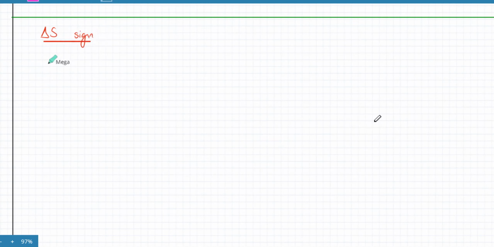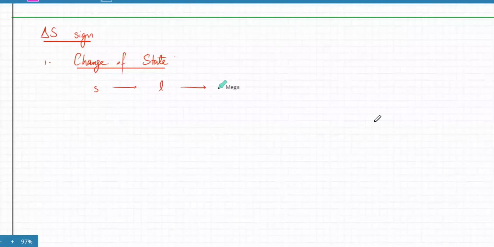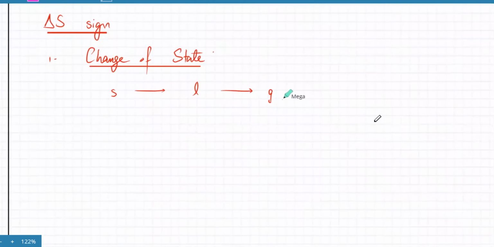Number one, look for a change of state. I said look for a change of state. If you're going from solid to liquid to gas, or gas to liquid to solid, let's try going from solid to liquid. Can anyone tell me what is the sign of delta S? Higher entropy or lower entropy? Gaining entropy or losing? High.